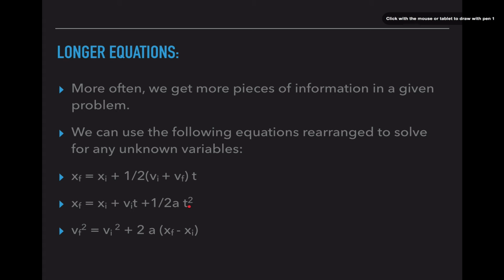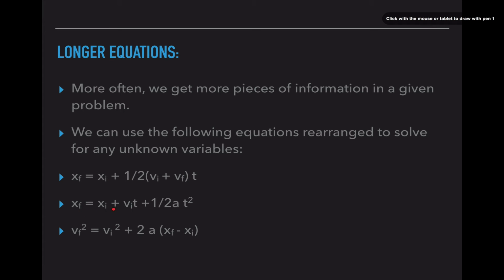The 1/2 goes to the a and the t squared, but only the time gets that squared value. And then the final one, which is VF squared equals VI squared plus 2a delta x, or xf minus xi. Now these 3 equations you have to pay attention to. This first one can solve for any of those variables that are listed in that equation. We use this one if we were not given the value of acceleration, because notice acceleration is not present.